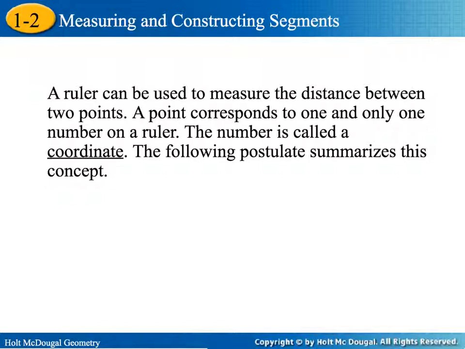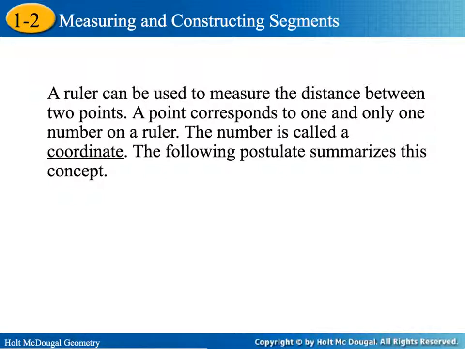First definition is going to be coordinate. A coordinate is a point that corresponds to a number on a ruler or a grid. So the book defines it as a ruler can be used to measure the distance between 2 points. A point corresponds to one and only one number on a ruler. The number is called a coordinate.